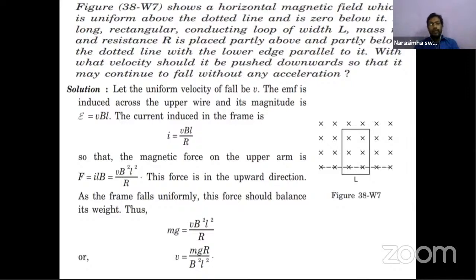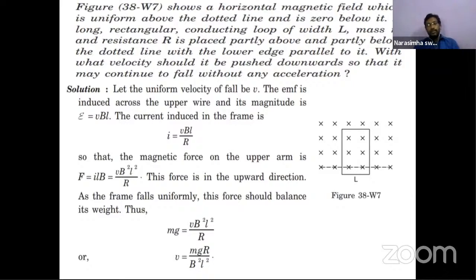This force should balance the weight. Originally it started moving with velocity v. The moment it enters the field, the field opposes the frame with a force B square L square v by R. This force opposes the frame moving with the initial velocity, because the external force is acting. Now what is that velocity?